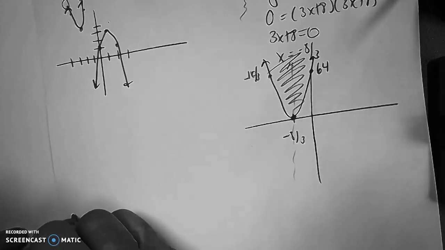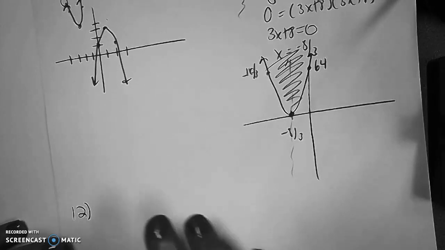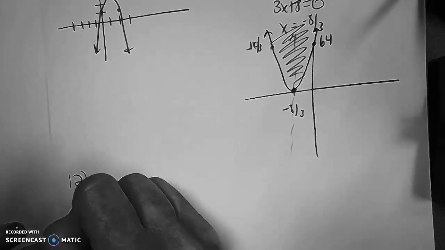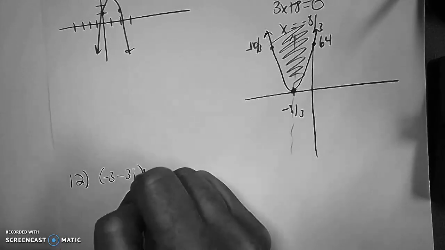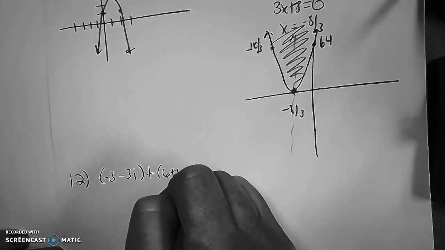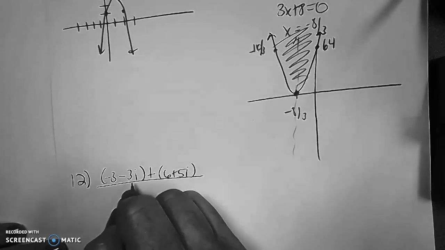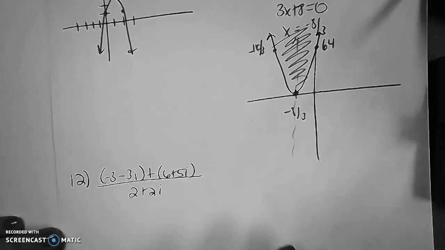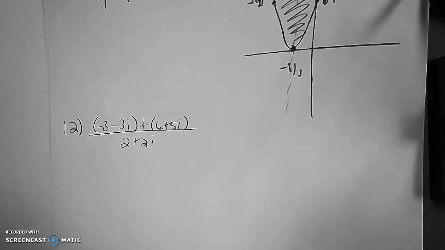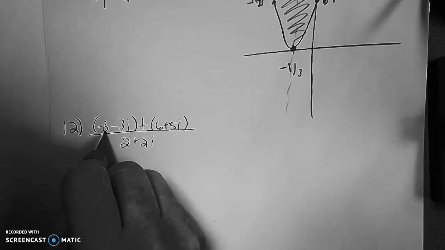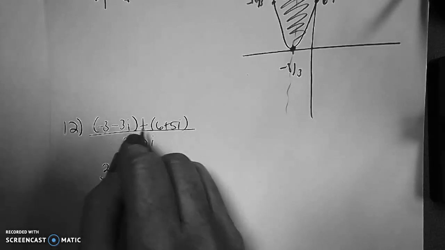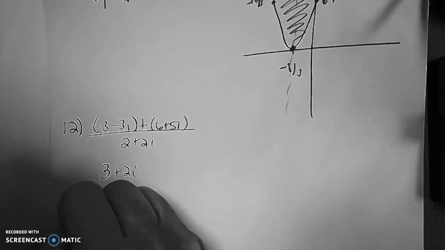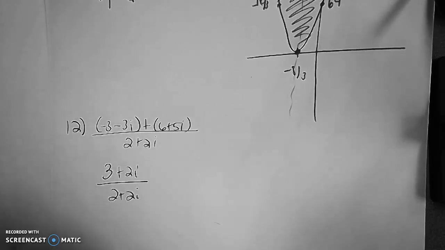Then I heard someone ask about number 12, so let me get number 12 down here. Before I worry about the denominator, I do see in the numerator I have some like terms: negative 3 and 6, that's 3. Negative 3i and 5i, that's 2i, over 2 plus 2i.